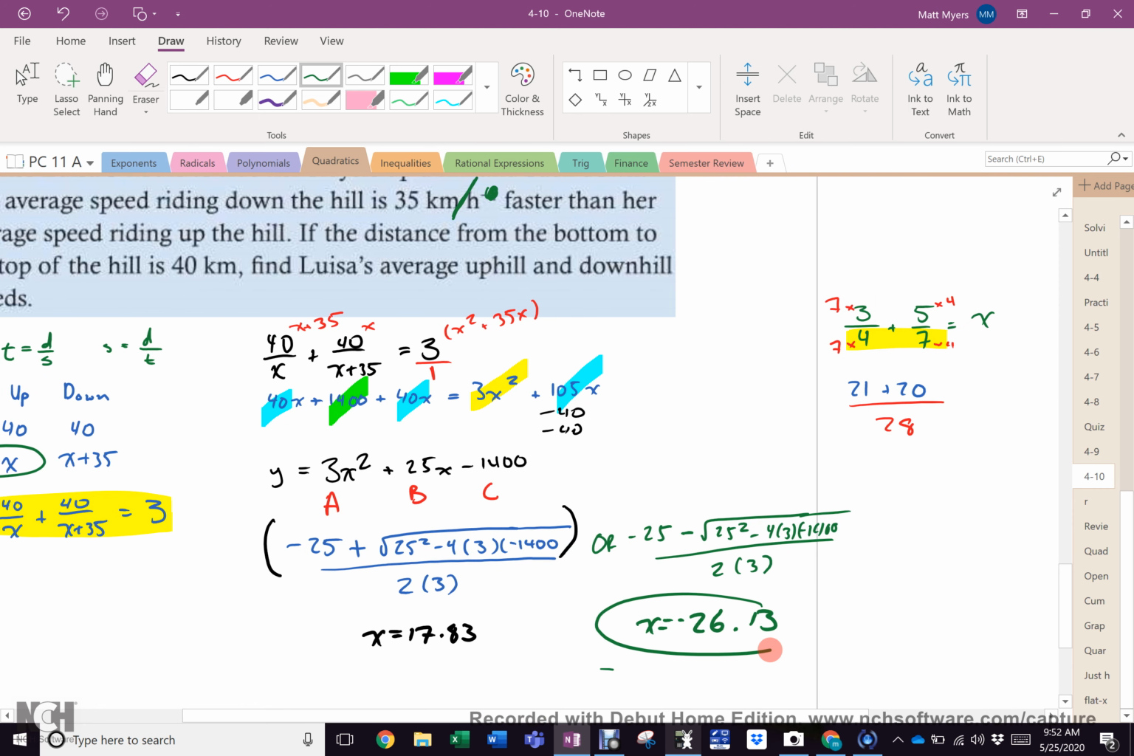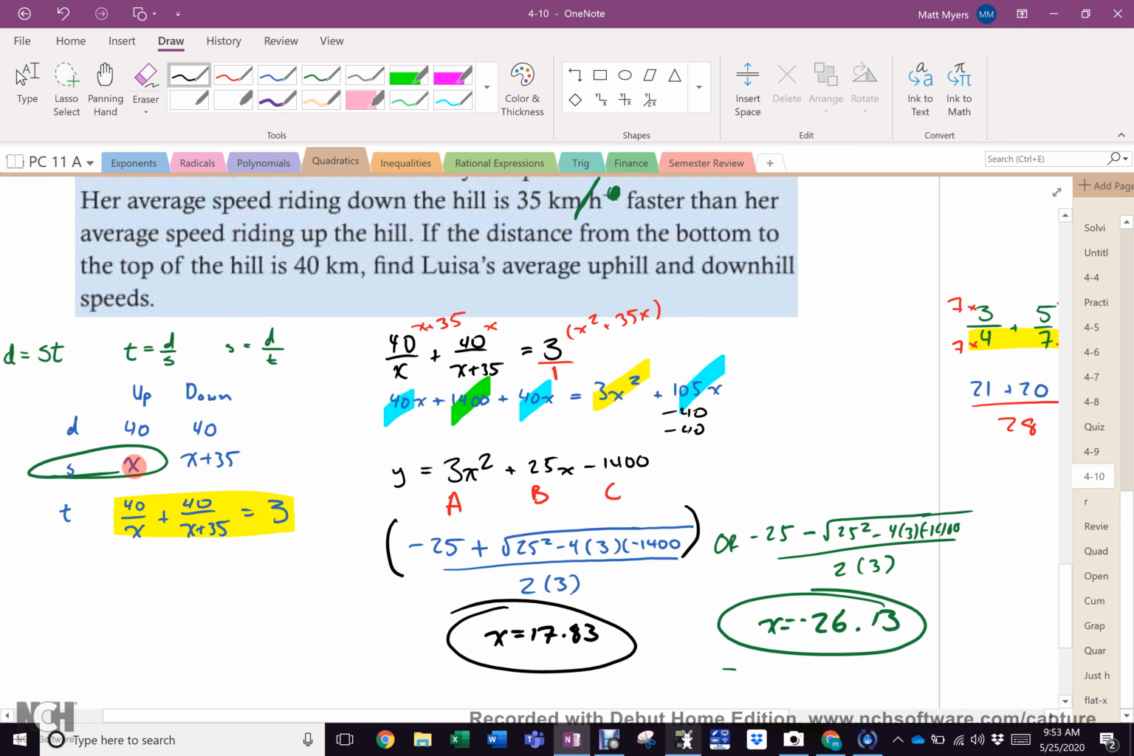How can I have a negative speed? So this is my answer. That's how fast she was going for x. So up the hill, she was going 17.83 kmh. Down the hill, she was going 17.83 plus 35, which is 52.83 kmh. And that's it.